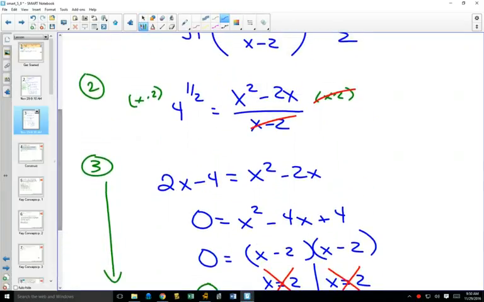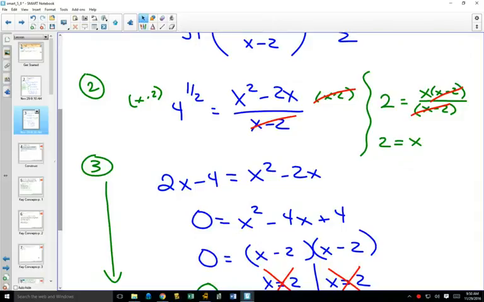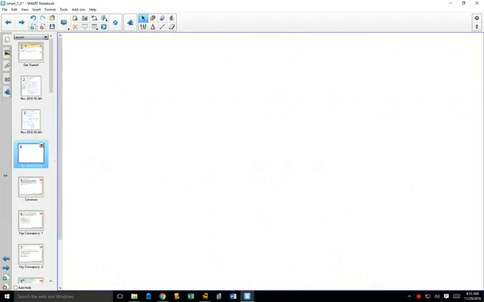Now, some of you, instead, at this step, you factored the top, and had your x minus 2's cancel at that point, to get x equals 2. That is fine as well. So there are some different methods as you're working through the algebra, but they all work out.